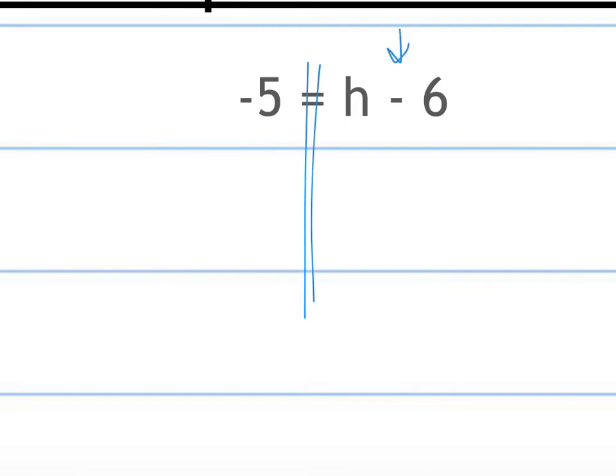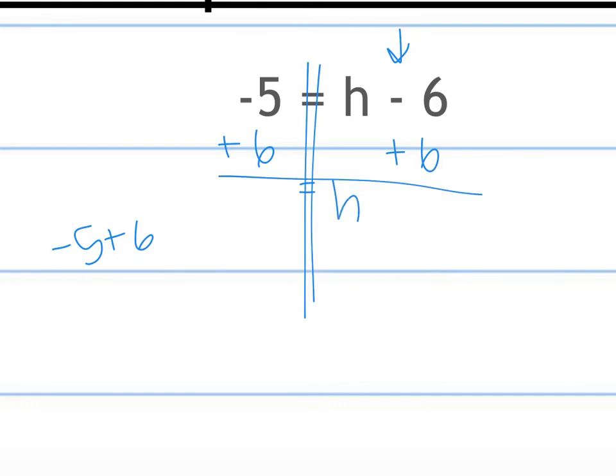Next one, train tracks. We're on this side of the equation, adding 6 to both sides. So we have negative 5 plus 6. Okay, h equals, negative and a positive, subtract. We get 1, more positive, so our answer is a positive.